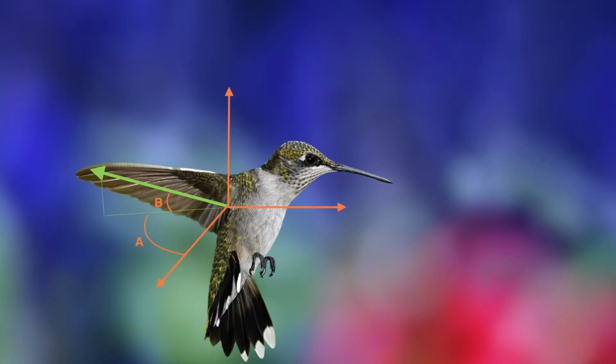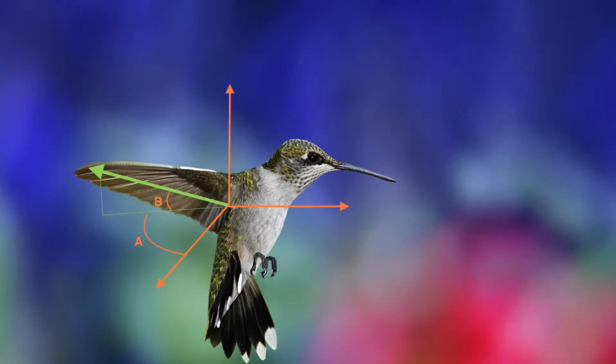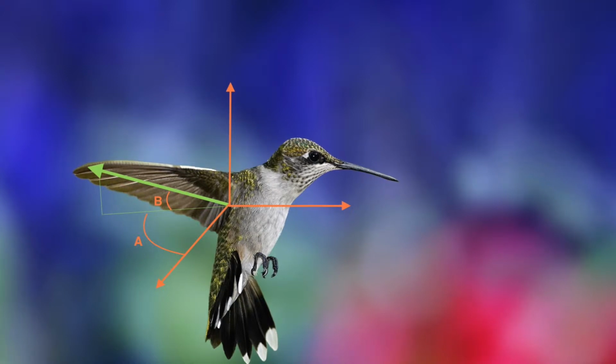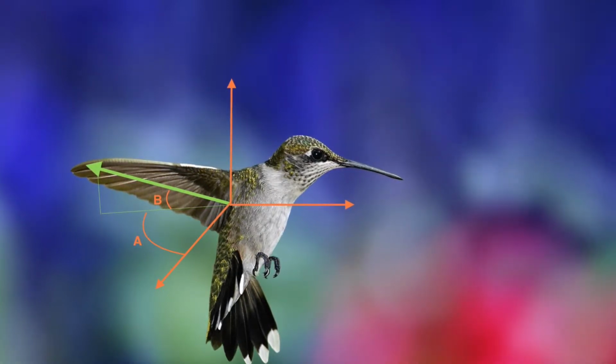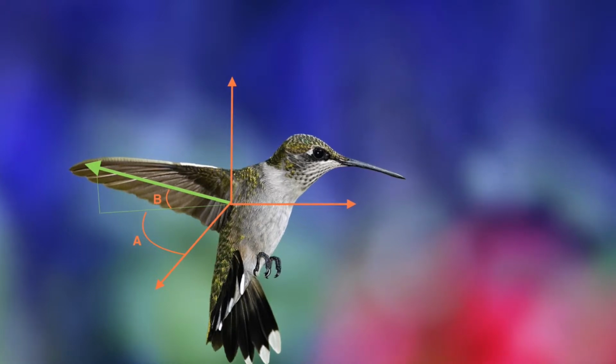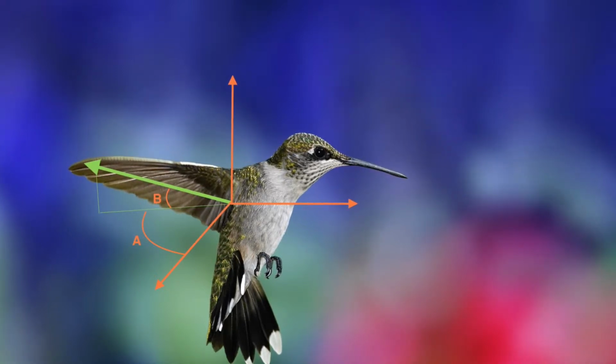The force of gravity is simple and will depend only on the mass of the bird and the acceleration due to gravity. Lift is more complicated and is dependent on how fast and in what direction the hummingbird beats its wings. We will use the angles A and B to define the positioning of the wings, with the rate of change of those angles determined by the frequency.